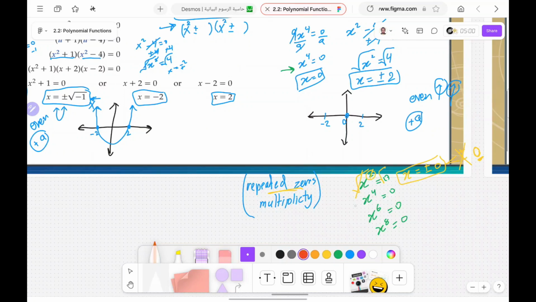Same thing here, if I need to do this one, I have to use the root of 4 for both sides, so I cancel the root with this one. Here, how many zeros do I have? Here I have 4 zeros, so the number 0 is repeated 4 times. Same thing here: the 0 is repeated 6 times.